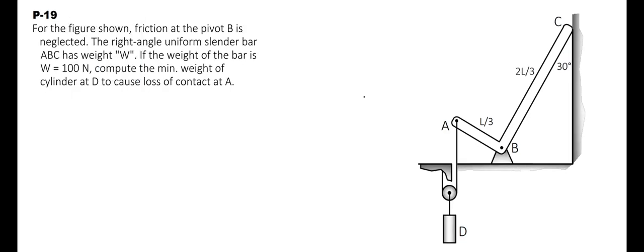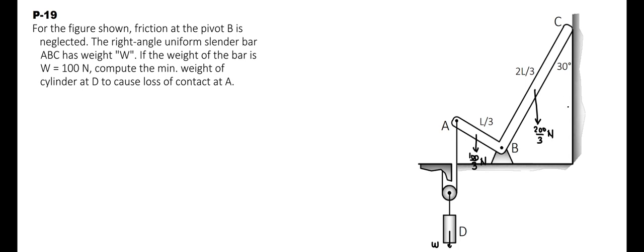To solve this problem, we let the weight at D be equal to W. Knowing that the overall weight of the bar is 100 newtons, and this length here is just 1/3 of the total length of the bar, therefore the weight carried on this bar here is just 1/3 of 100. So this is 100 over 3 newtons. And for this bar here, where the weight is acting on the centroid, this has a weight of 2/3 of 100. So this has a value of 200 over 3 newtons.